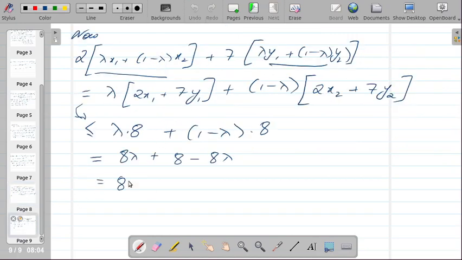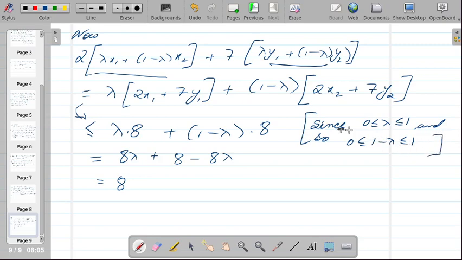So here we are finding the application of 0 less than or equal to lambda less than or equal to 1. Since 0 is less than or equal to lambda less than or equal to 1, 0 is less than or equal to 1 minus lambda less than or equal to 1. Lambda lies between 0 and 1, so 1 minus lambda also lies between 0 and 1. That means both are non negative. That is why we can write this inequality. This is very important, you have to mention this somewhere. So this is less than or equal to lambda into 8 plus (1 minus lambda) into 8 only because they are non negative.